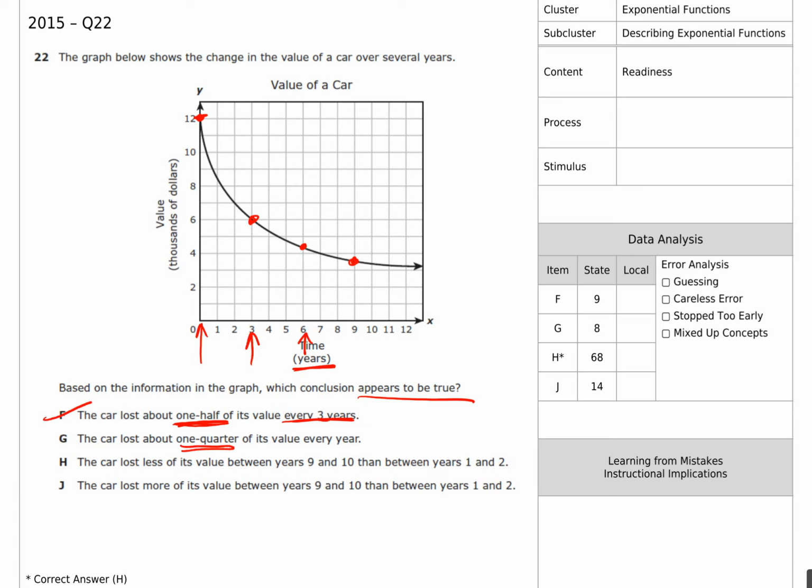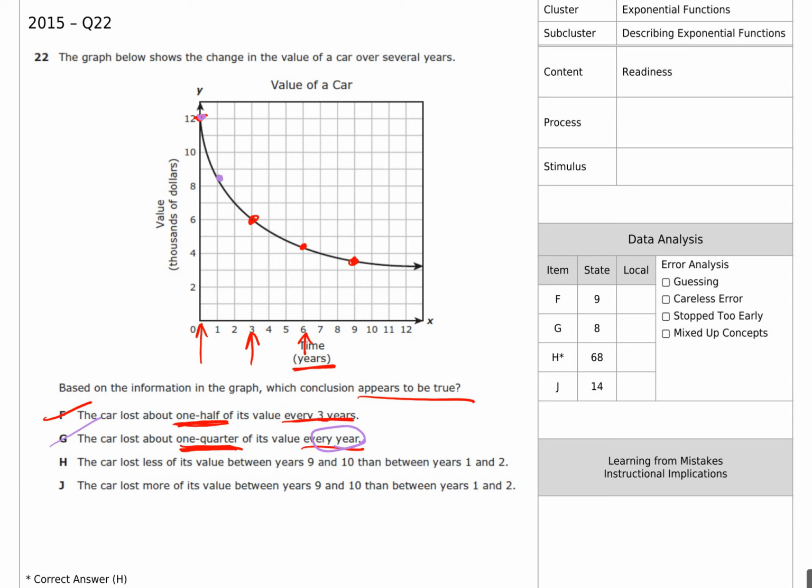G, it says it loses about 1/4 of its value every year. Well, let's take a look and see. We know we started at 12 every 1 year, every year. So at this point, it lost 1/4. We're at about 8.5. You might be pleased thinking that's close enough to the 9, but we would continue the same process that we did on F and see that it is not losing 1/4 of it every year.